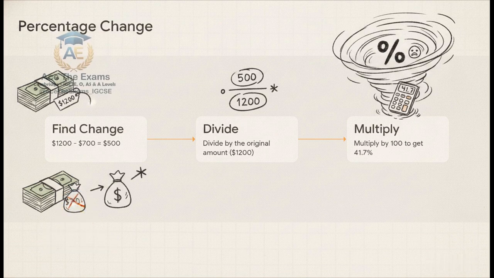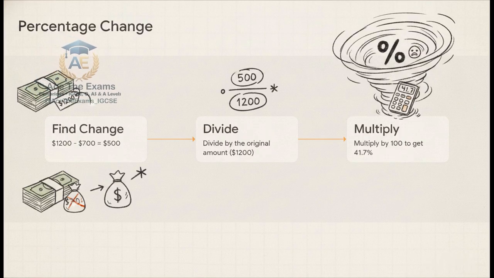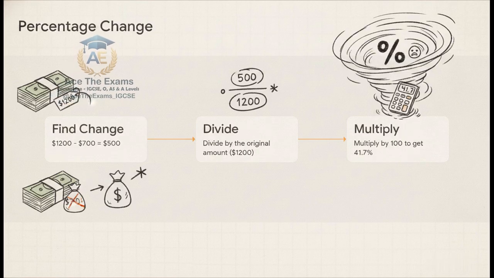Step 1, find the actual change in value. $1,200 minus $700 is $500. Step 2, and listen closely because this is where everyone drops marks, divide that change by the original amount. Always the original, never the new one. So 500 divided by the original 1,200. Step 3, multiply by 100. That gives us a pretty brutal 41.7% drop in value.